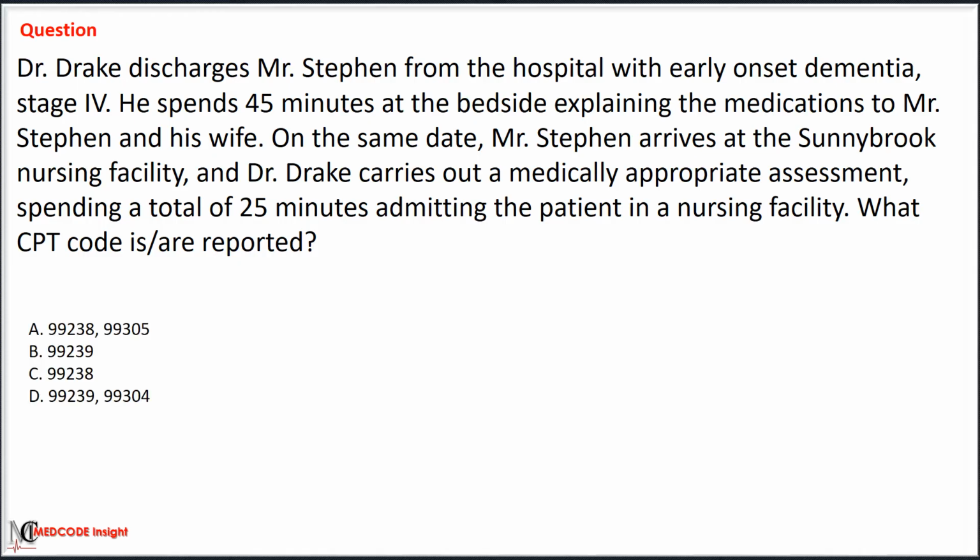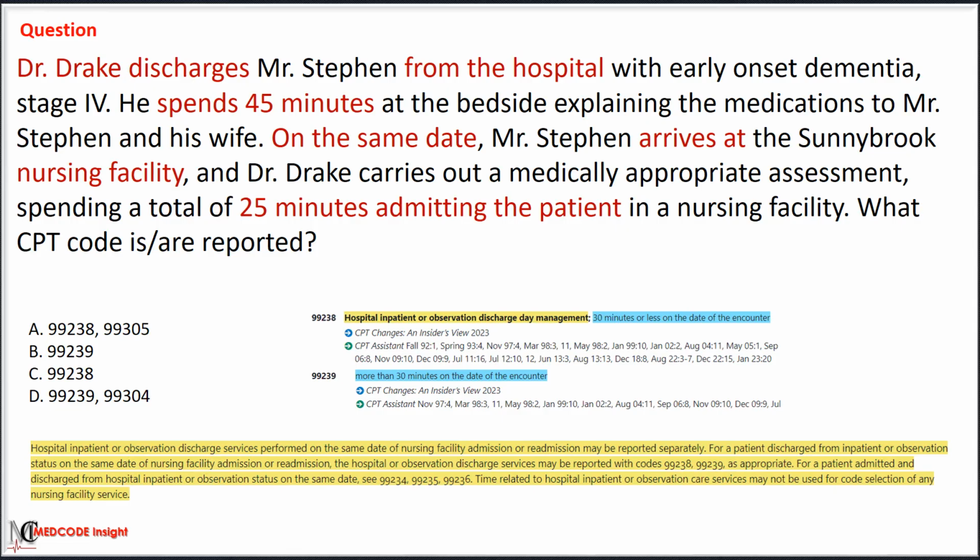Option A with the codes 99238 and 99305. Option B with the code 99239. Option C with the code 99238. Option D with the codes 99239 and 99304. In the given scenario, the patient is discharged and admitted to the nursing facility on the same day.